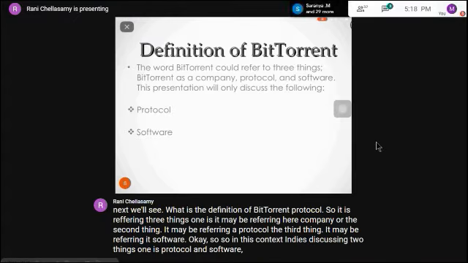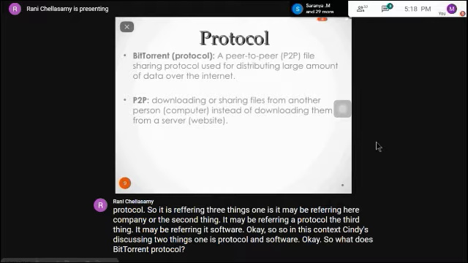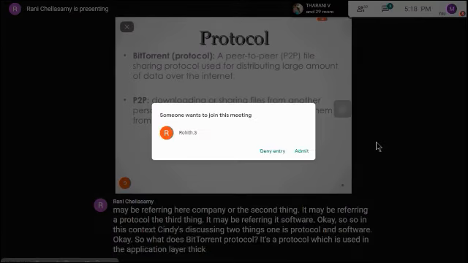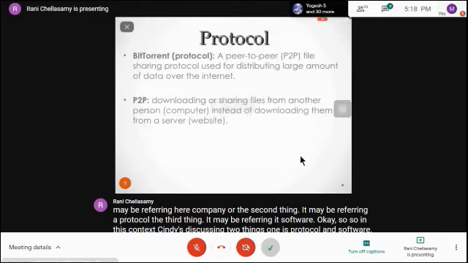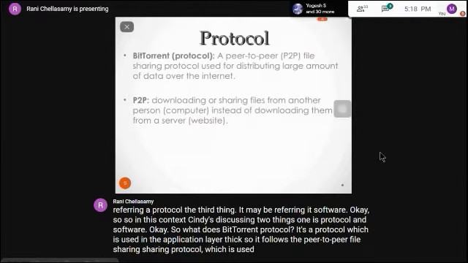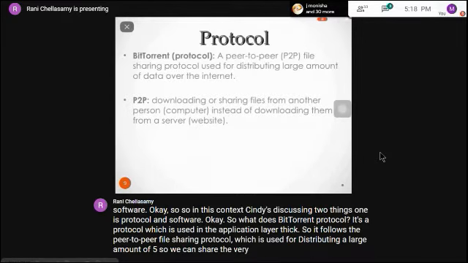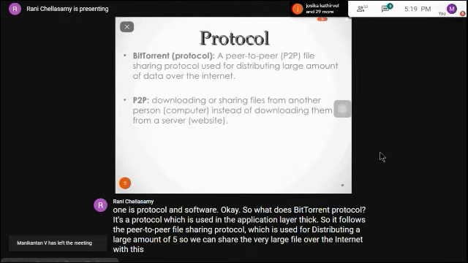So what is BitTorrent protocol? It's a protocol which is used in the application layer. It follows the peer-to-peer file sharing protocol, which is used for distributing a large amount of files. So you can share a very large file over the internet with this BitTorrent protocol. That's the point here.